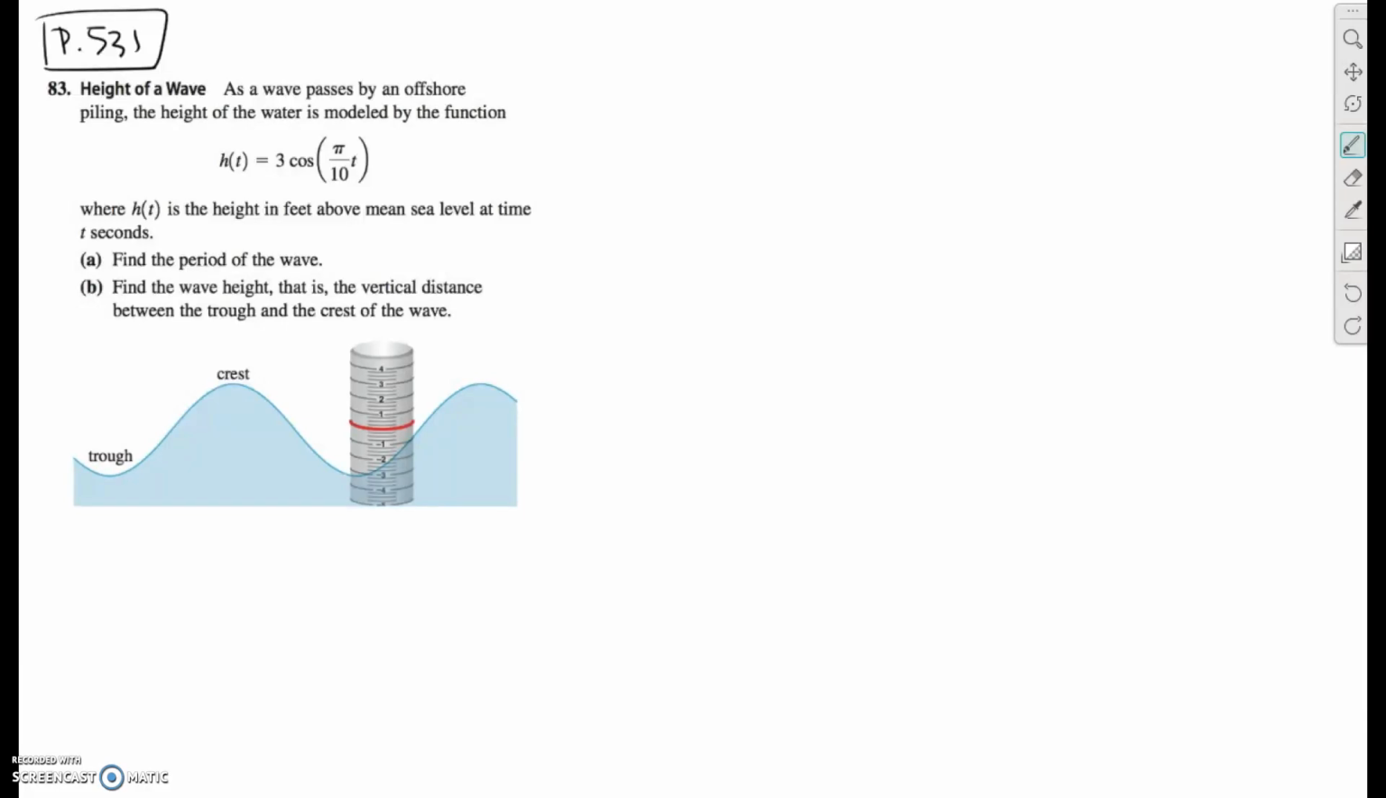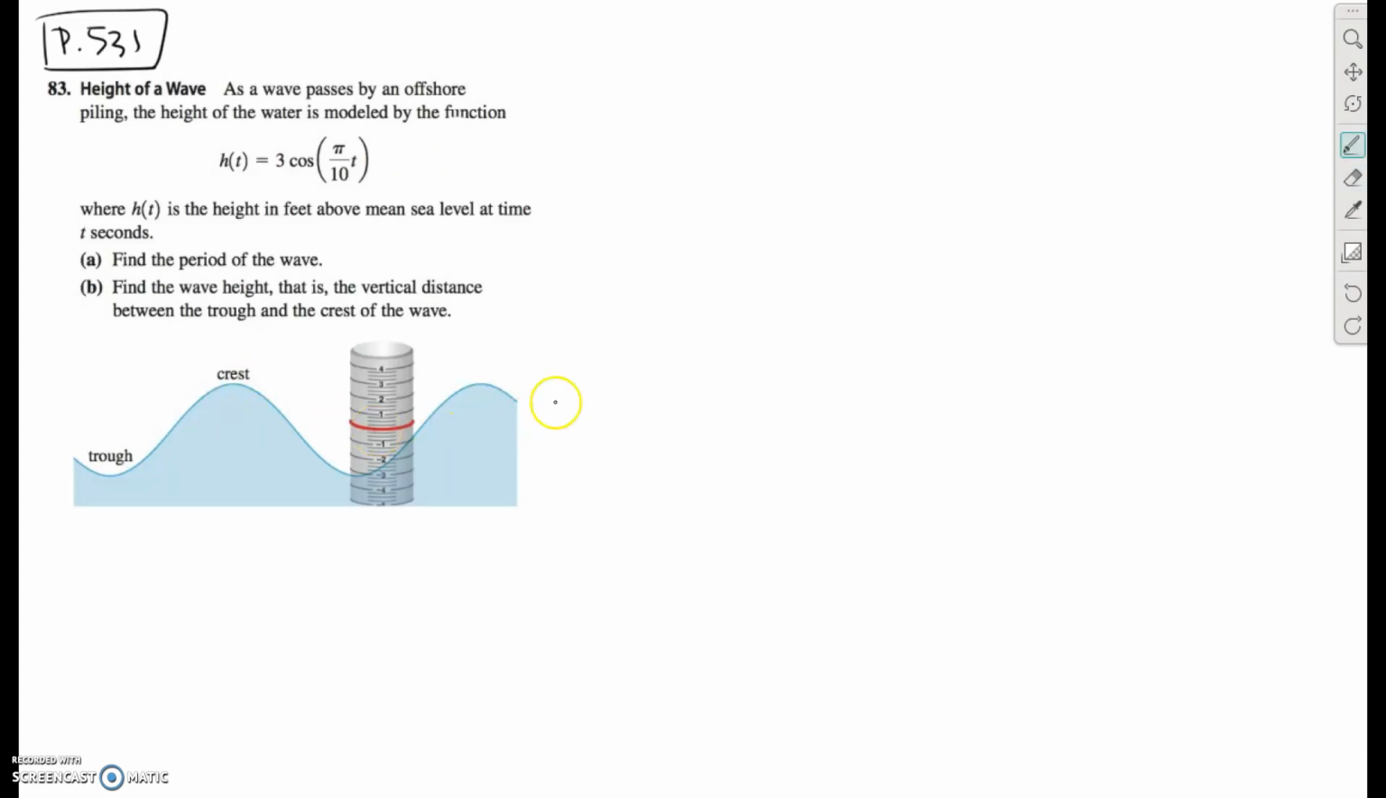All right. Number 83 on page 531 is a word problem. It says a wave is passing by an offshore piling, whatever that is, pipe or something, I guess. The height of the water is modeled by the function, blah, blah, where h is the height of the water and time is measured in seconds.